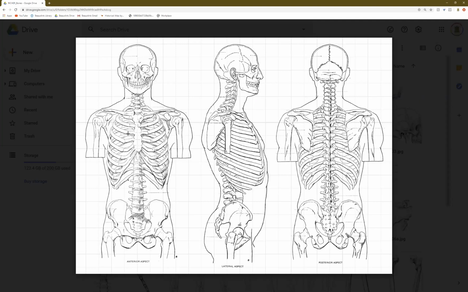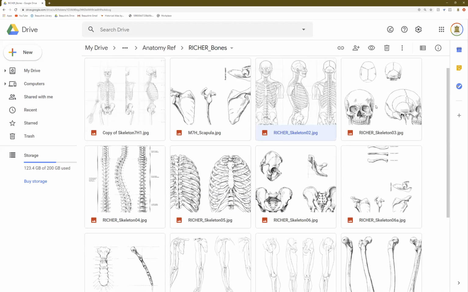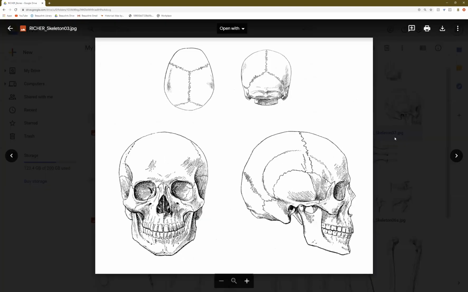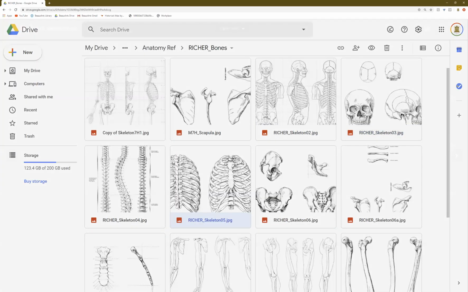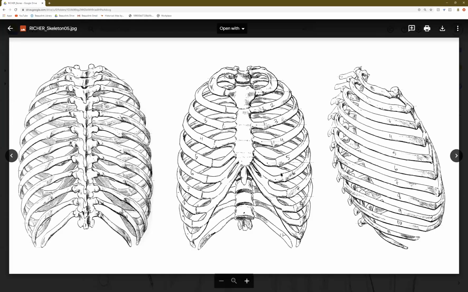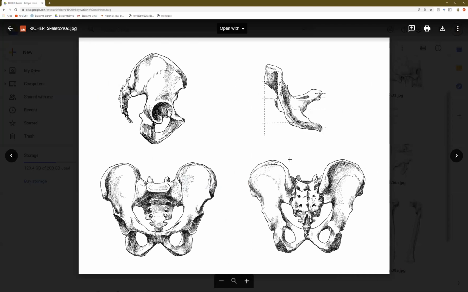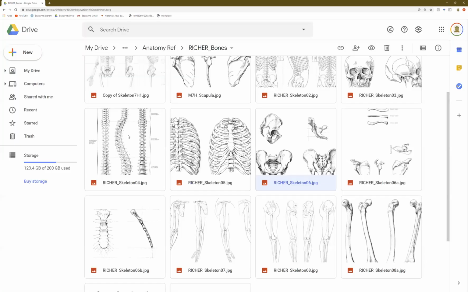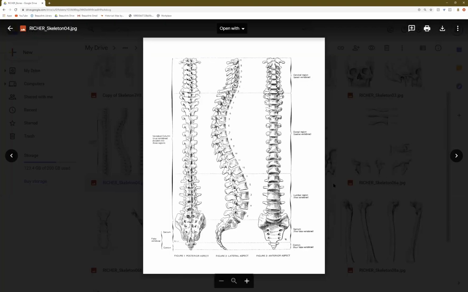So if you did this one plate, I would probably do each view on a different page. Maybe you don't have to, but just so you have room to label things. Well, maybe what you should do is just do separate plates for each part. So you could do this plate for the skull and then label it. Do this plate for the rib cage and label it. Do this plate for the pelvis and label it. And then this plate for the vertebrae.